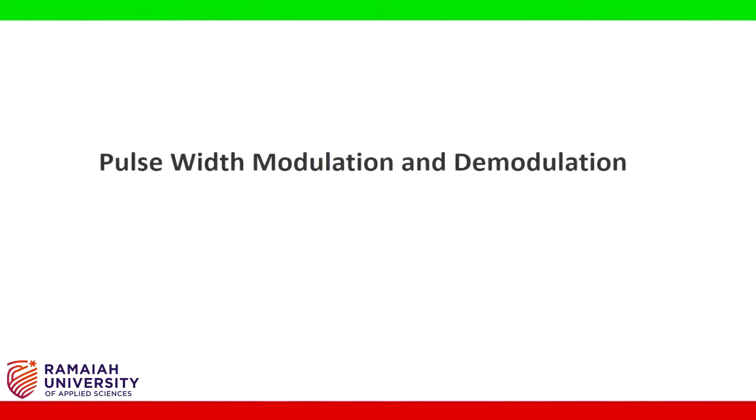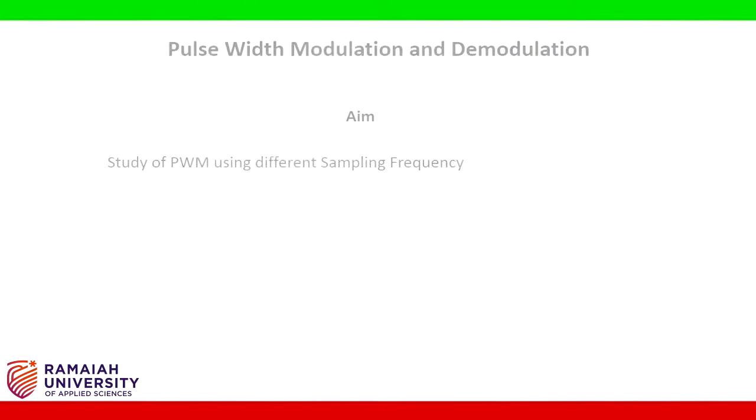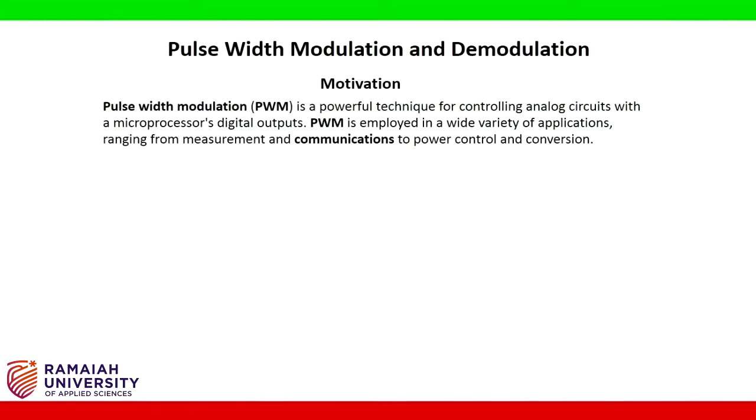Hi students, let us discuss pulse width modulation and demodulation. The aim of the experiment is study of PWM using different sampling frequency. Pulse width modulation, PWM, is a powerful technique for controlling analog circuits with a microprocessor's digital outputs.